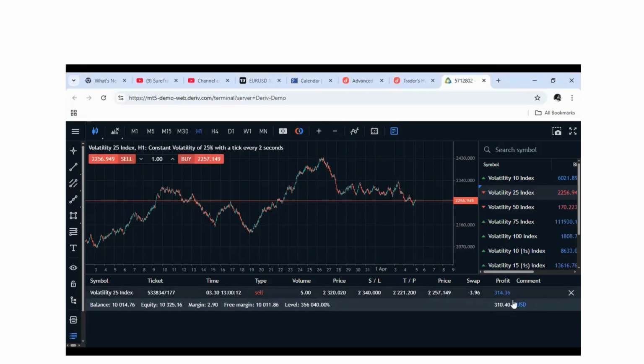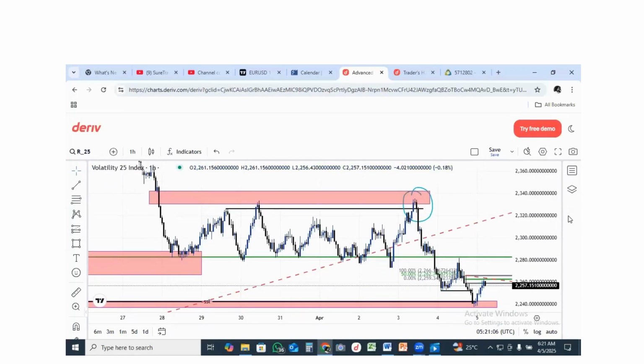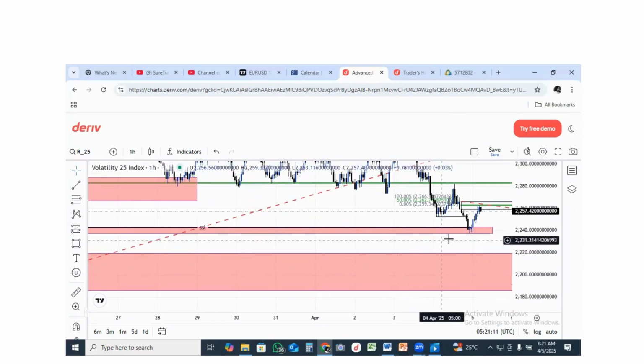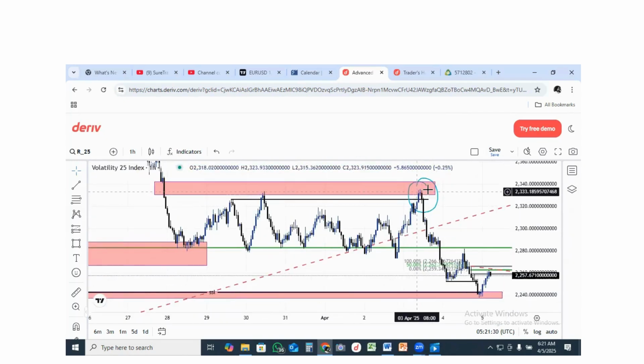The TP is around 2221.200. I'm going to show you in a while. You can see I put the stop loss at this point here, 2221.200, around this point. Now, I knew price was going to reject from this point.